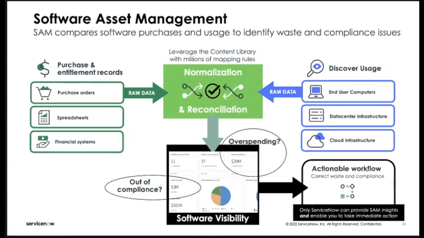The thing that shows up as installed doesn't map cleanly to the line item on the purchase invoice or the rights associated with the use of that software buried in the contracts. So we solve this by a process called normalization. It's done by leveraging a content library where we have millions of mapping rules, and this allows you to compare your apples and oranges to get visibility into your software. Are you under licensed? Are you at risk of an audit? Or are you over licensed and you have a bunch of software not being used?